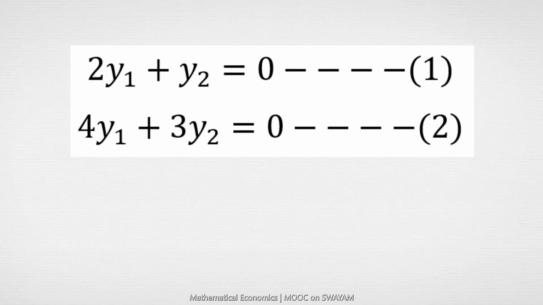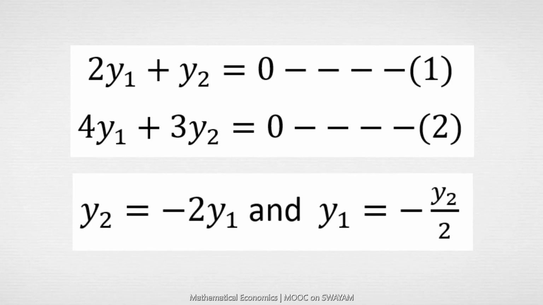Ignoring the second equation gives y2 is equal to minus 2 times y1, and y1 is equal to minus y2 by 2. Clearly, it can be seen that there will be infinite solutions of y1 and y2.